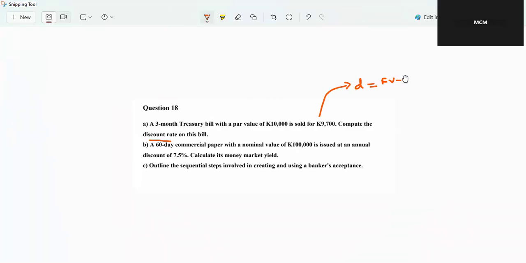Okay, so like I said, I'll list all the formulas so that you're able to know which formulas use 365 and which ones use 360. So I should differentiate them. So here we use 360. It's par value minus the price over par value times 360 over the number of days.